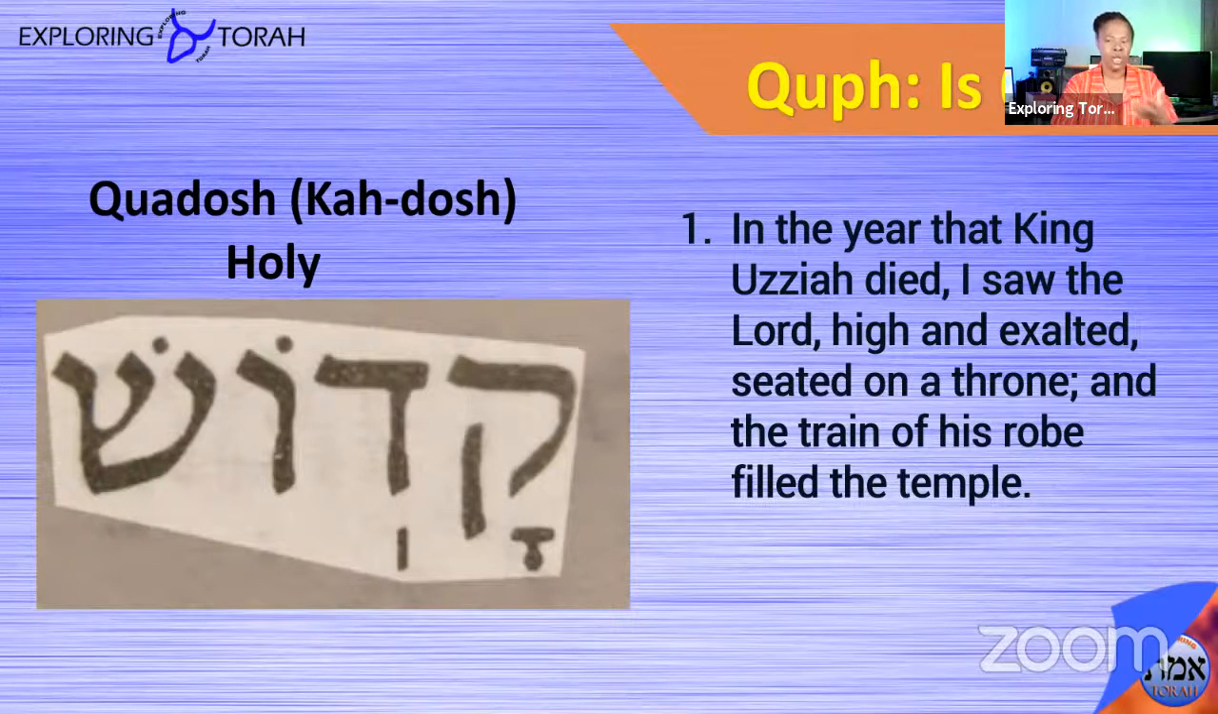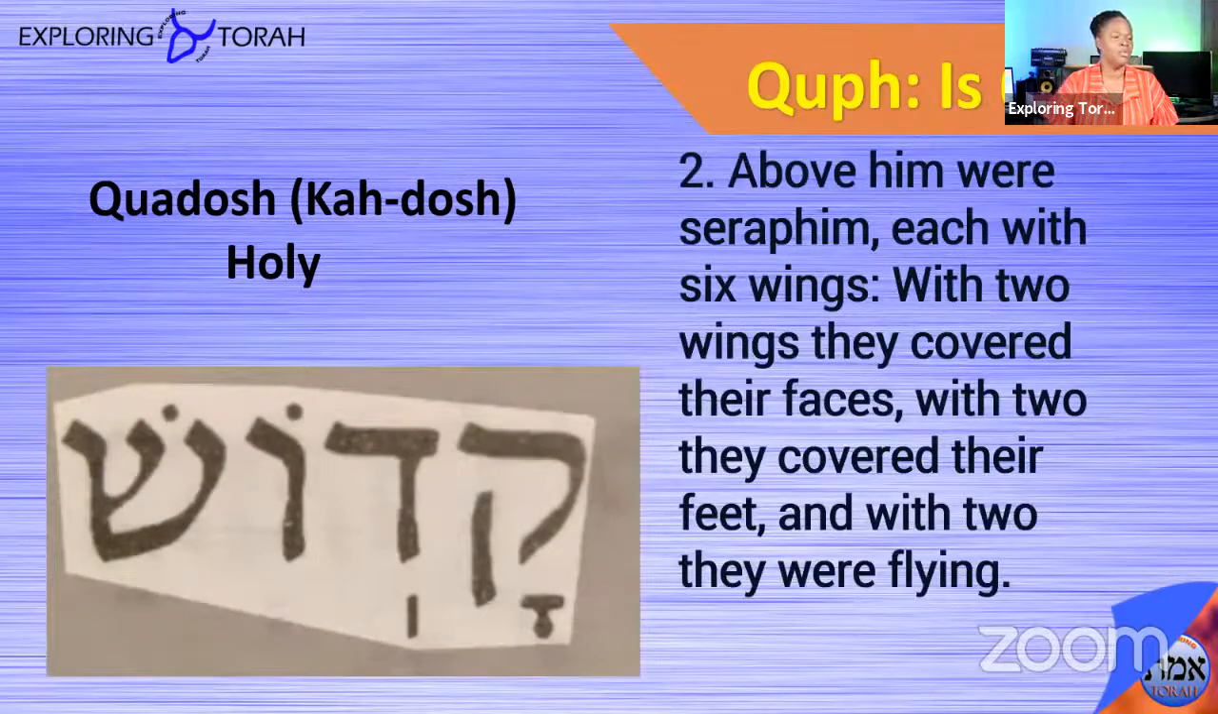And we learned what the train represented. It's power and conquering. That's what it represents. His throne filled the temple. Above him were seraphim, each with 6 wings. With 2 wings they cover their faces, with 2 they cover their feet, and with 2 they did fly.